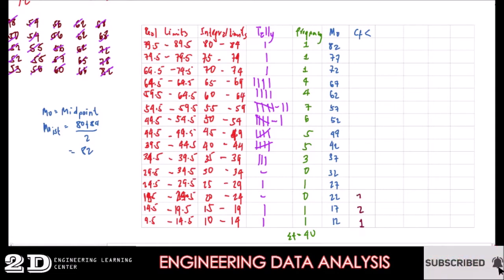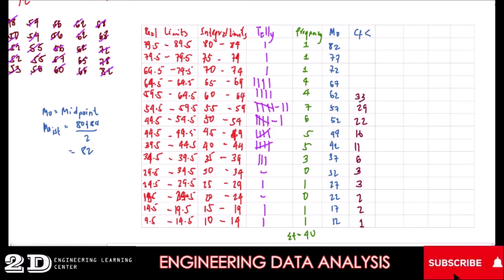Just do the same for the next intervals. 2 plus 0 is 2, 2 plus 1 is 3, 3 plus 0 is 3, 3 plus 3 is 6, 6 plus 5 is 11, 11 plus 5 is 16, 16 plus 6 is 22, 22 plus 7 is 29, 29 plus 4 is 33, 33 plus 4 is 37, 37 plus 1 is 38, 38 plus 1 is 39, and 39 plus 1 is 40.